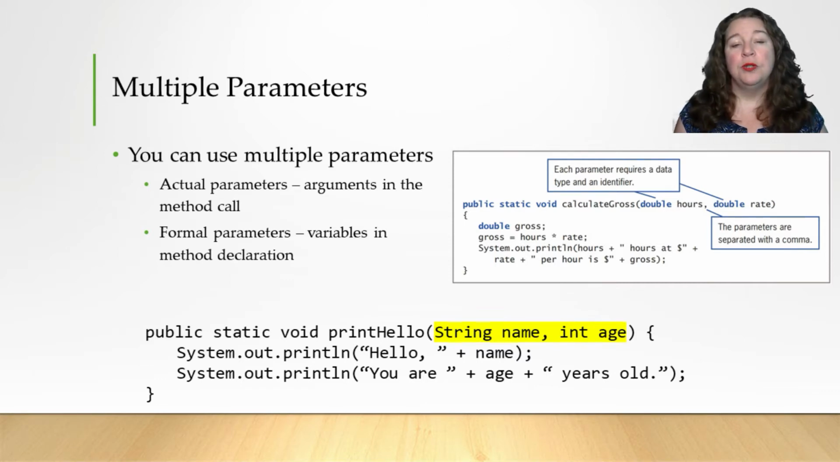Technically, there are two types of parameters, and we call them actual parameters and formal parameters. So an actual parameter is the arguments that are actually in the method call. So in this case, the string name or the int age. Actual parameters are in the method call.